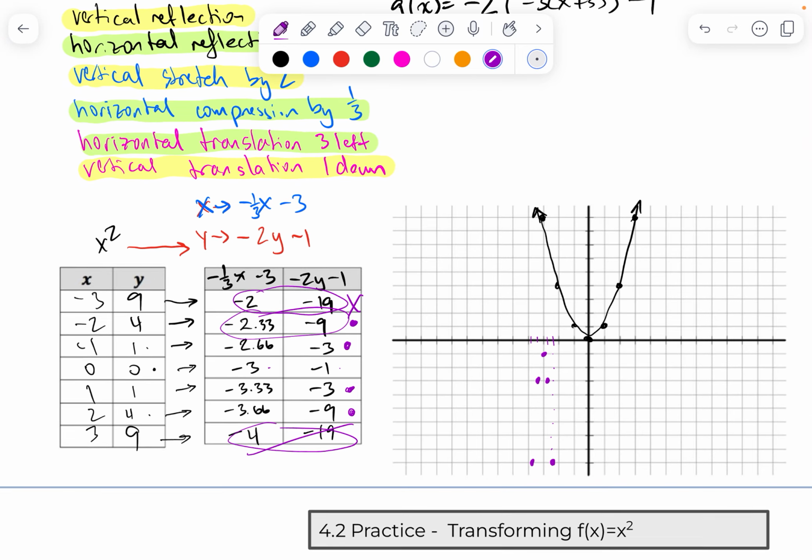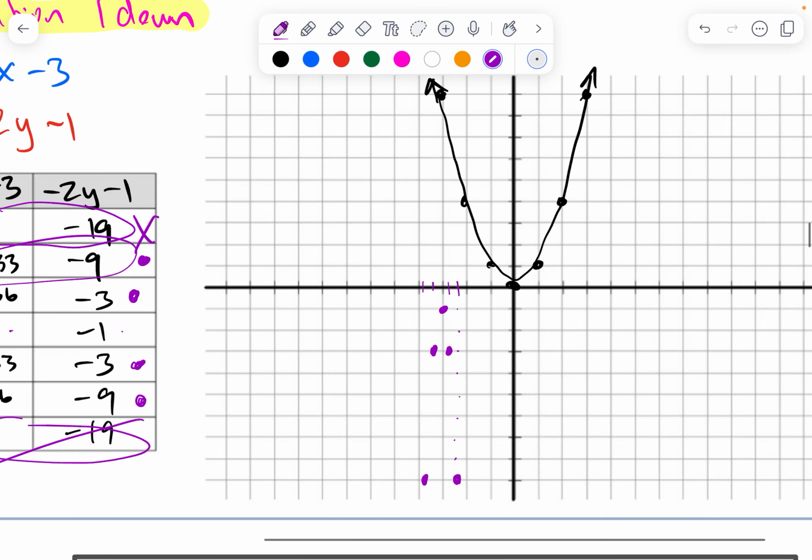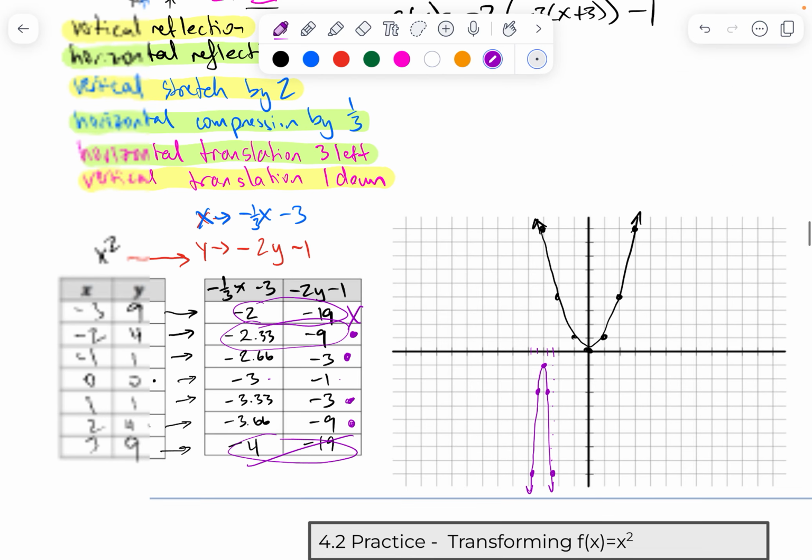And so you see how this gives me a very compressed graph. Okay? So that is a horizontal compression by a third. That's what you see. So this old graph has been reflected down, it's been stretched vertically, it's been compressed horizontally, and it's been moved 3 to the left and 1 down. So that's my new graph. Okay, so that's how we apply transformations to quadratics.